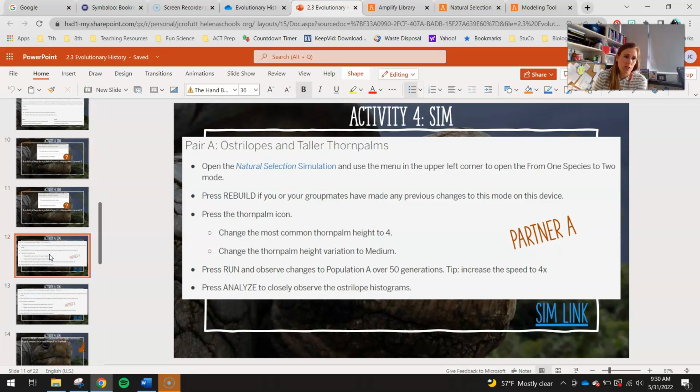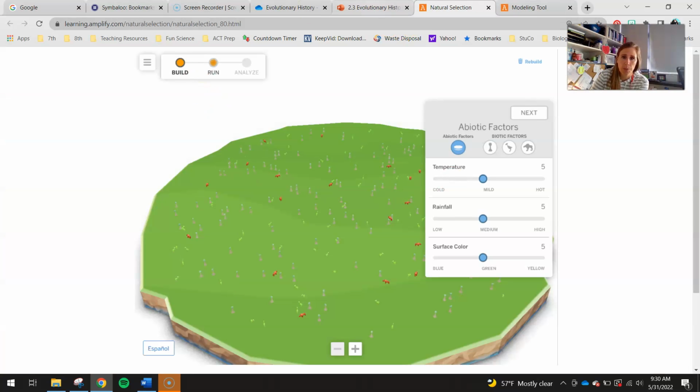Okay, here are your instructions to test this. So once your predictions are done, move on to slides 12 and 13. Here's how you test environment A. So follow the directions here. You will open the natural selection sim, which again, you should be pretty familiar with.